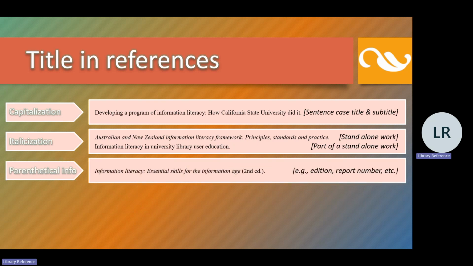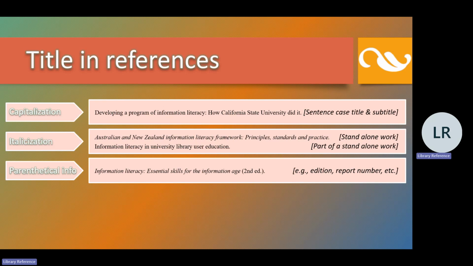Now, something else that you may need to provide is parenthetical information. So information that better describes the source, such as the edition of a book, the number of a report, the translator of a book. Information like this is called parenthetical information, and it is usually placed right after the title. It accompanies the title. Such information should be placed obviously in parentheses. That's why it's called parenthetical.